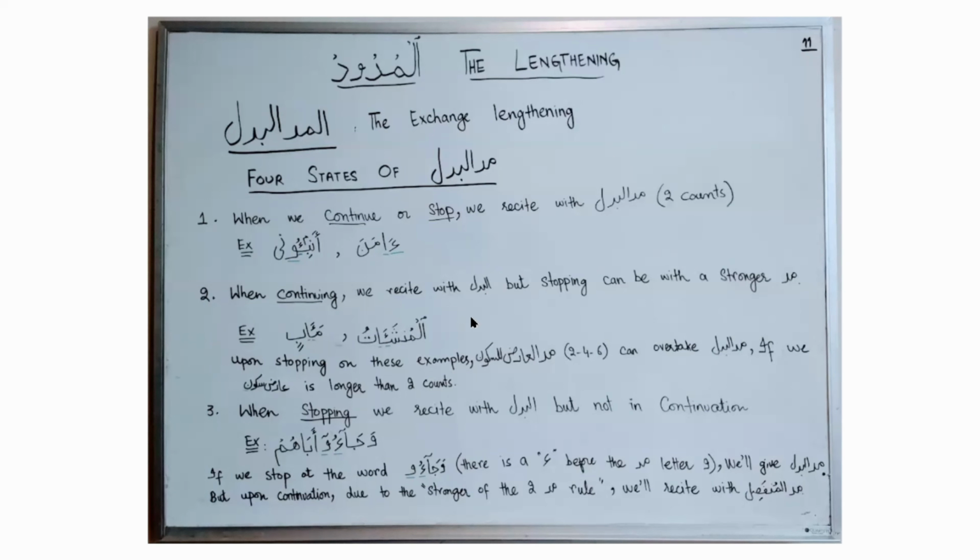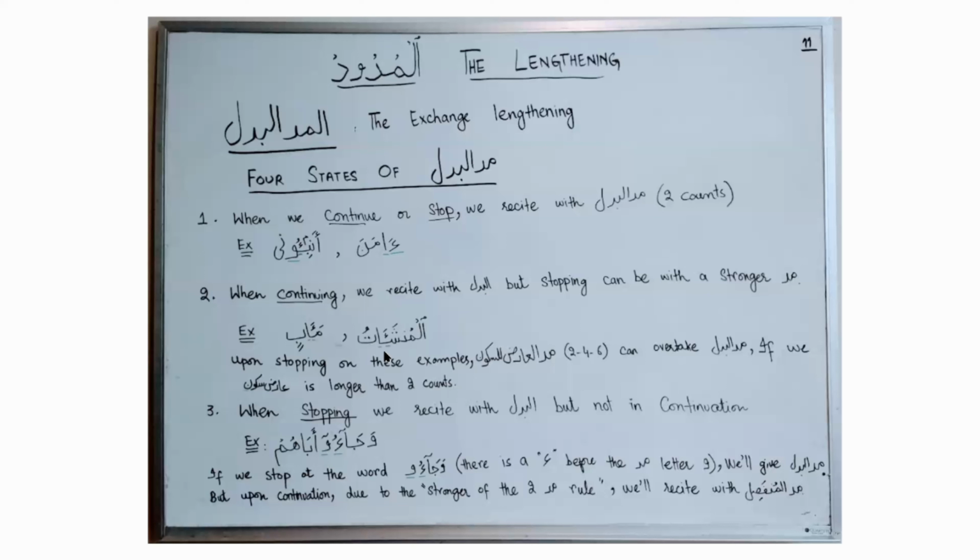Ambiuni. The next state is observed when we are continuing our recitation, but at the time of stopping, we have an option to give a stronger mad. And this particular topic, when there is more than one mad in one word, is called aqwa as-sababain. And inshallah, in our Tajweed course, we will learn about them as well. But for now, just remember, when you are choosing to continue your recitation, you will recite these words with madul badal by giving it two counts. But when we are choosing to stop, we will stop with a stronger mad.